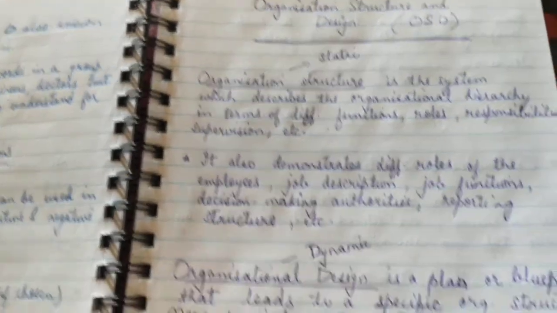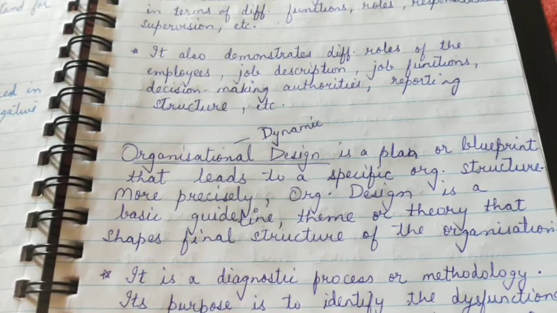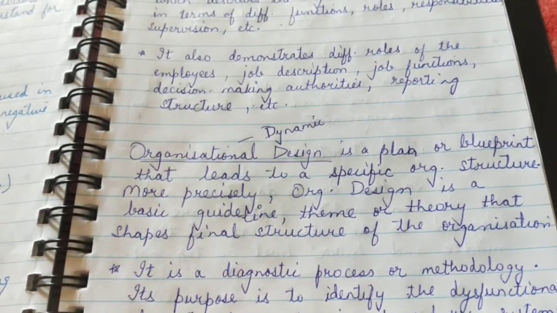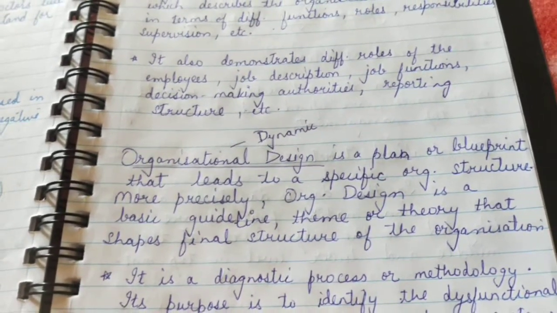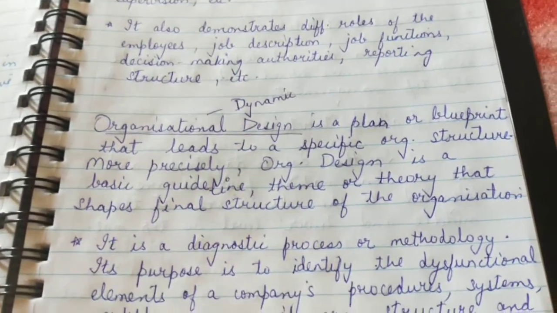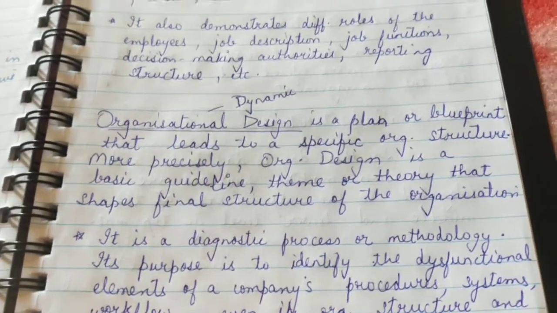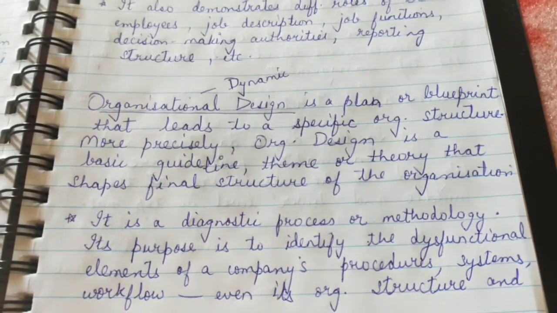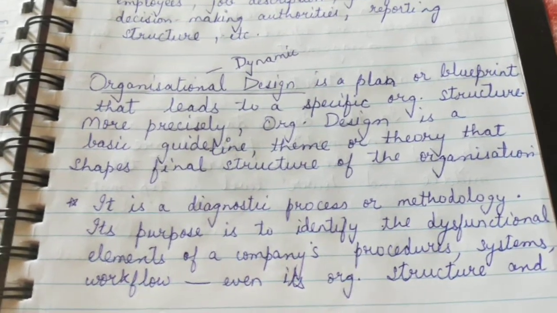All right. Organization design, if we talk about it, is a plan or a blueprint that leads to a specific organization structure. More precisely, organization design is a basic guideline, theme or theory that shapes the final structure of the organization. It is a diagnostic process or methodology. Its purpose is to identify dysfunctional elements of the company's procedures, systems, workflow, even its organization structure.